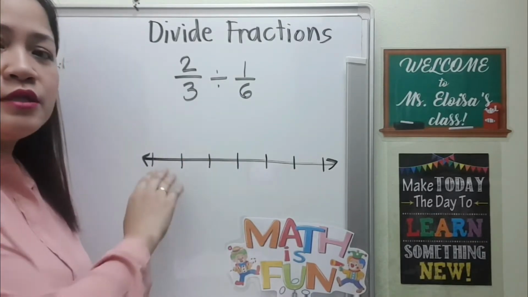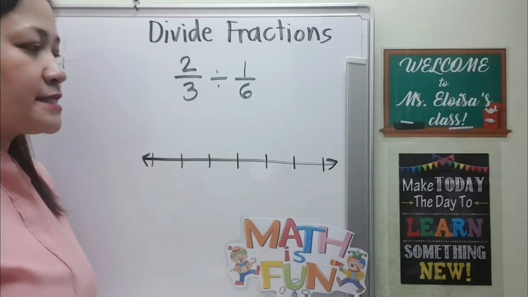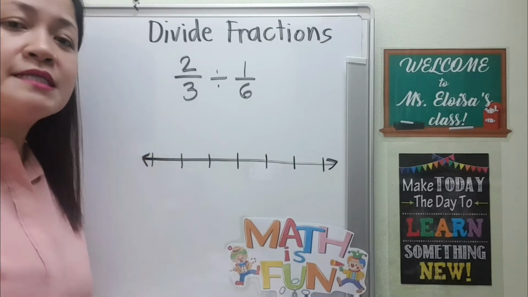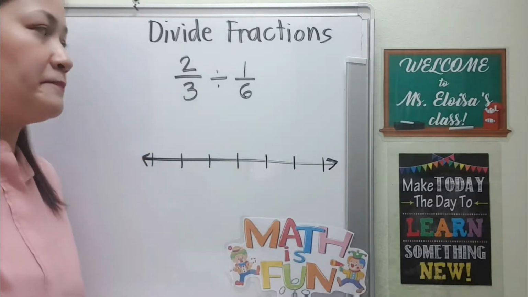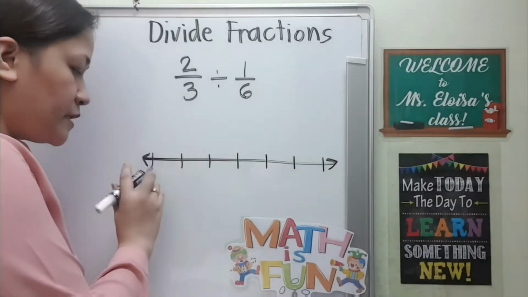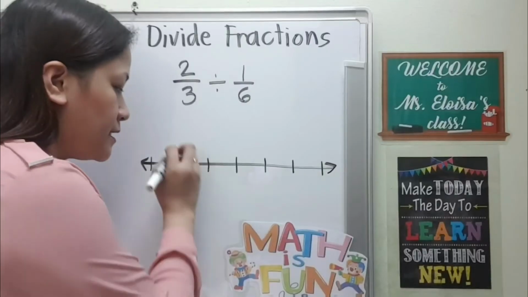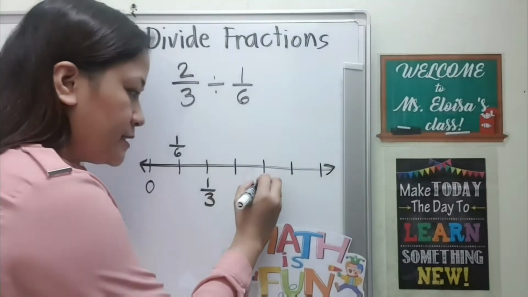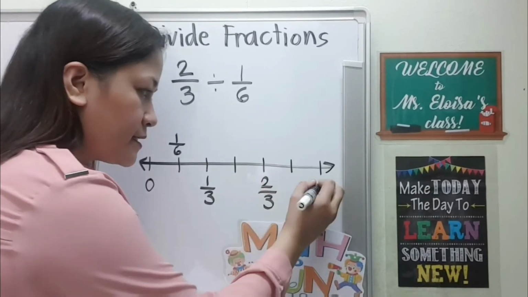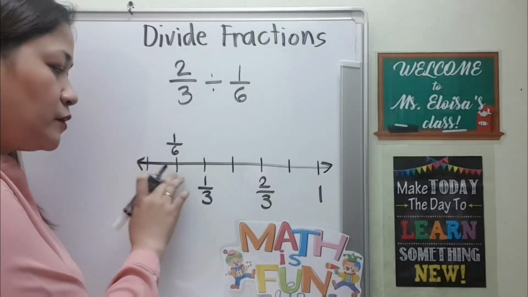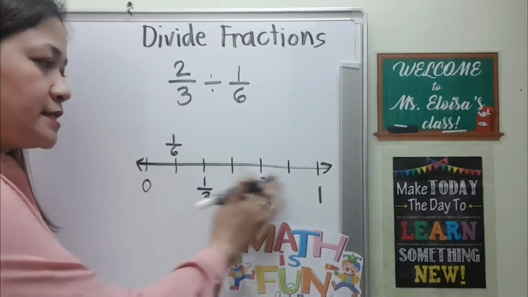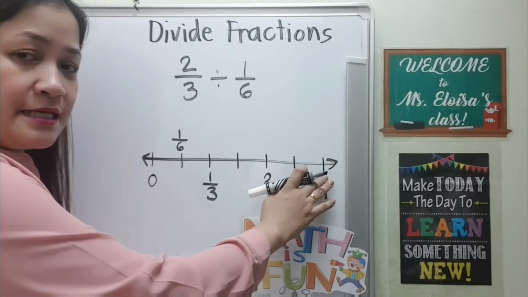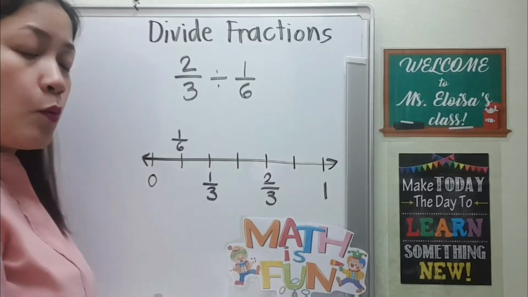So first, we will use a number line. This number line will represent the fractions that we have here, and we will be using this number line to solve our division problem. So this is 0. This is 1/6. This is 1/3. This is 2/3. This is 1. This is 1/6 from 0. That is the first line. As you can see, on the whole number line from 0, we have 1, 2, 3, 4, 5, and 6, because 6 out of 6 is 1 whole.